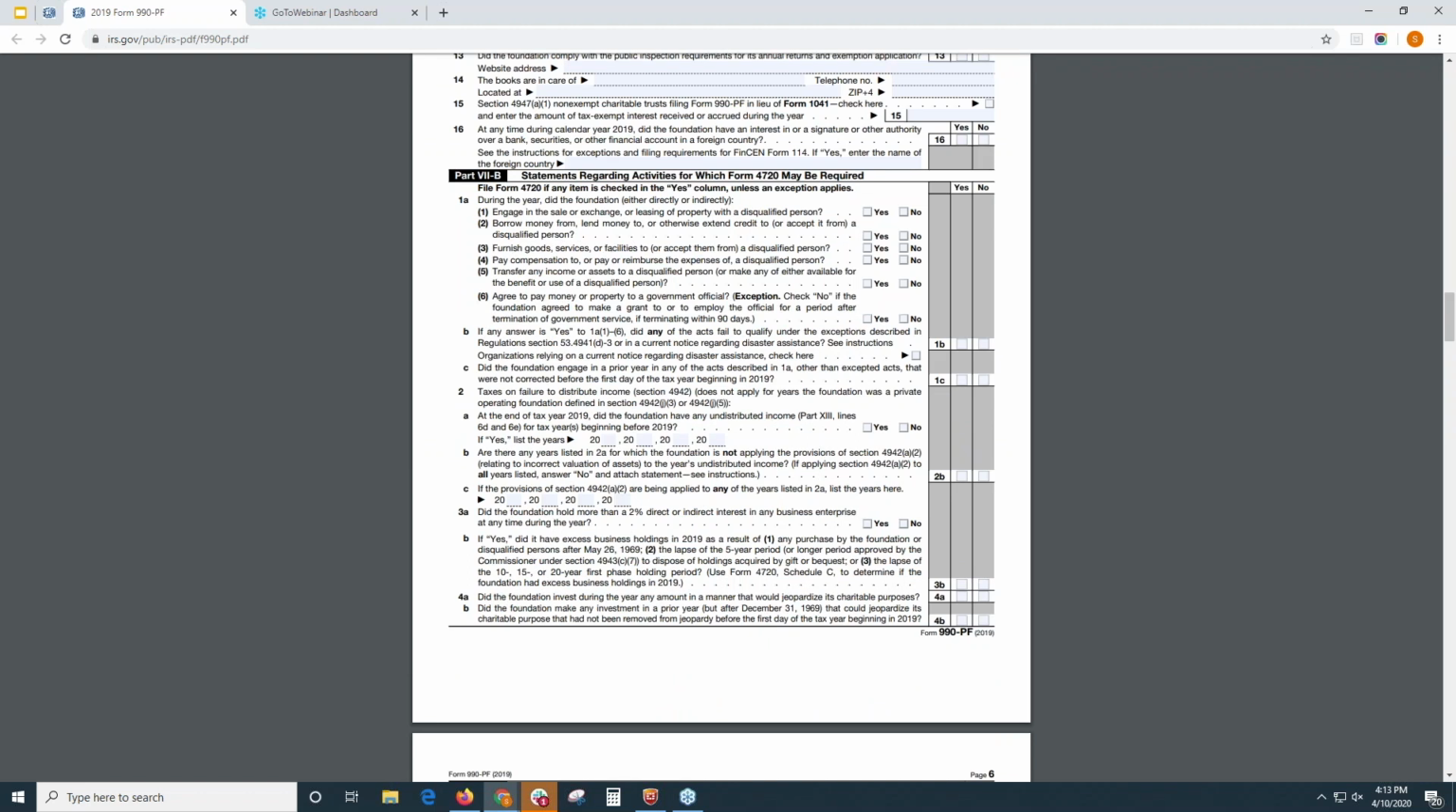So in Part 7B, statement regarding activities for which Form 4720 may be required. The purpose of these questions is to determine whether there is any initial excise tax due under certain sections. And if you answer yes to those questions, complete the Form 4720 unless an exception applies.